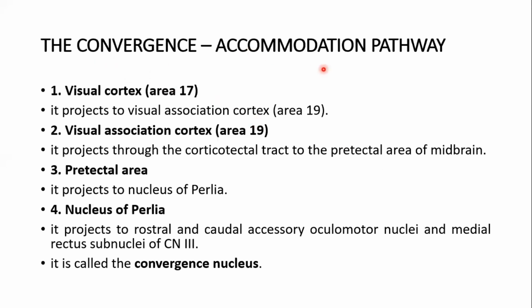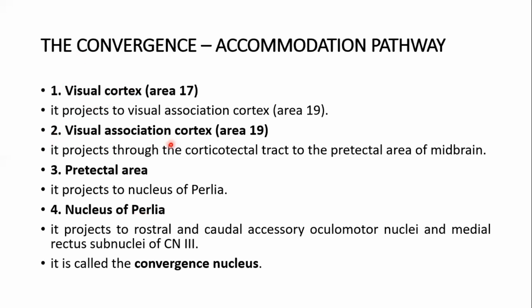In the convergence accommodation pathway, number one is the visual cortex, area 17, it projects to the visual association cortex, area number 19, Brodmann's area. And number two is the visual association cortex, area 19, Brodmann's. It projects via the corticotectal tract to the pretectal area of the midbrain. Number three is the pretectal area. It projects to the nucleus of Perlia. That's the nucleus of Perlia. This is the whole pathway.